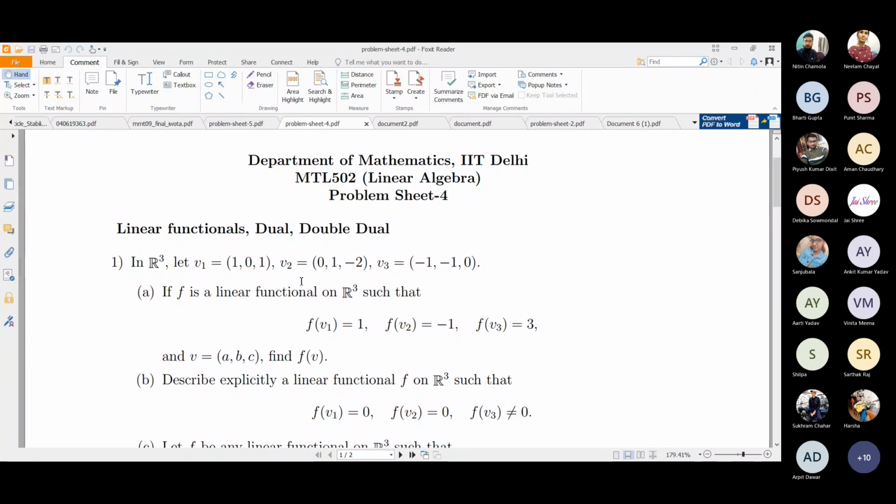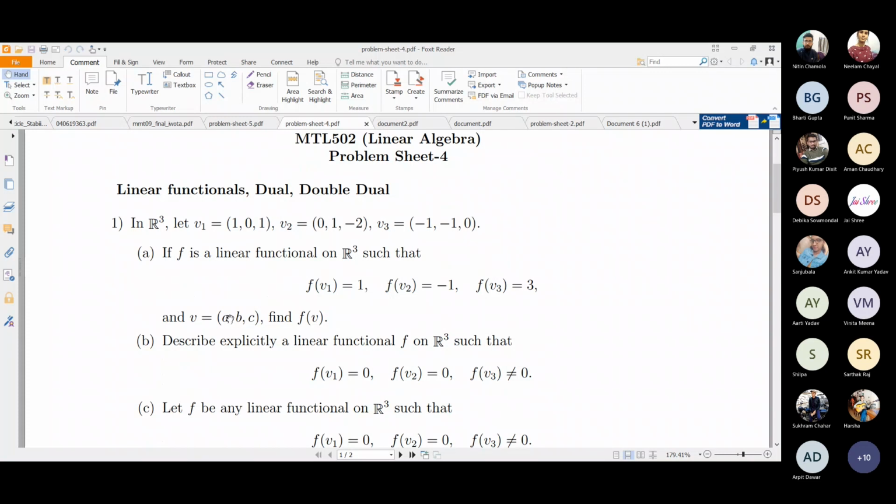Okay, so I hope that you have understood what we mean by linear functional, dual and double dual. So how about this question 1? How will you justify?